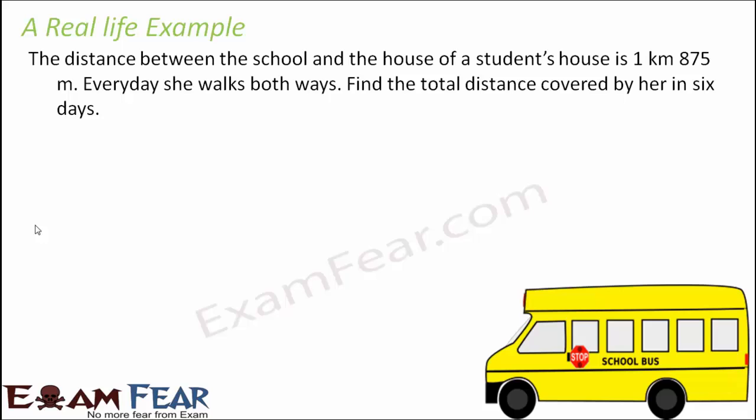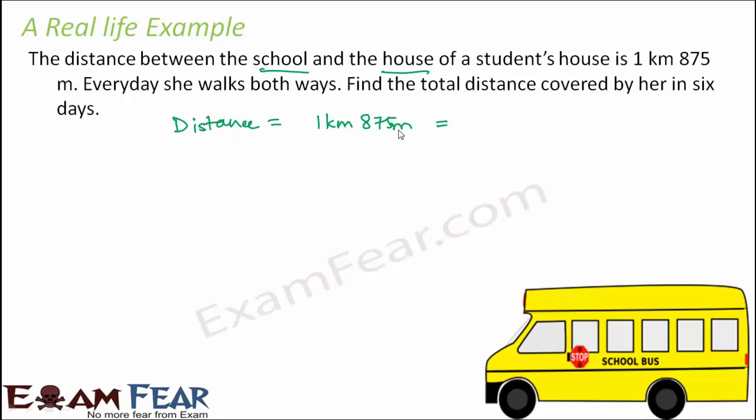Let's take a real life example. The distance between the school and the house of a student is 1 kilometer 875 meters. Every day she walks both ways. Find the total distance covered by her in 6 days. Okay, so let us first talk about the distance. What is the distance between the school and the house? The distance is equal to 1 kilometer 875 meters.